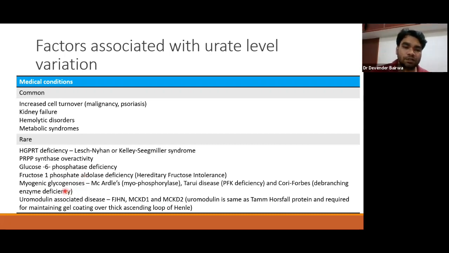Then glycogen storage disorders, myogenic forms like McArdle's disease or Cori-Forbes disease. All these enzyme deficiencies can lead to cell death and increased cell turnover, with increased uric acid production. Then uromodulin associated diseases. Uromodulin is basically the same as Tamm-Horsfall protein, and it is required for maintaining the gel-like coating over the thick ascending loop of Henle. This uromodulin defect is found in familial juvenile hyperuricemic nephropathy and medullary cystic kidney disease 1 and 2. These are rare diseases, but you should know them. So these are the common and rare conditions associated with high uric acid levels.